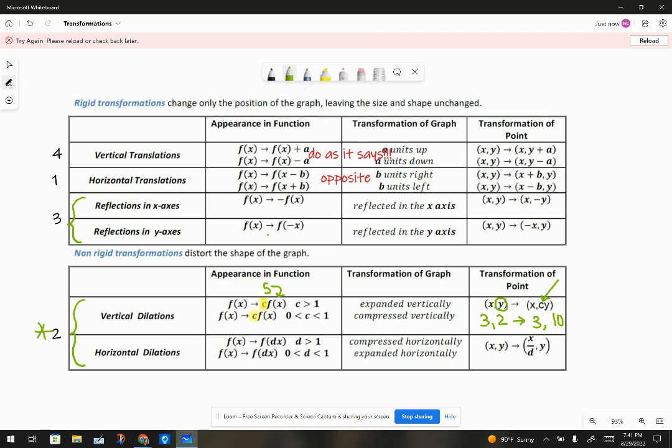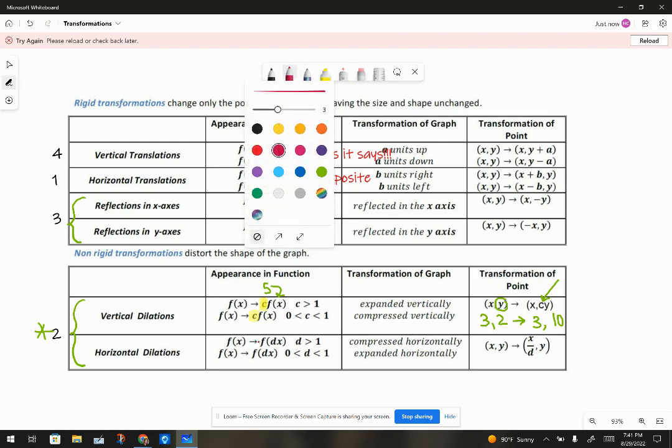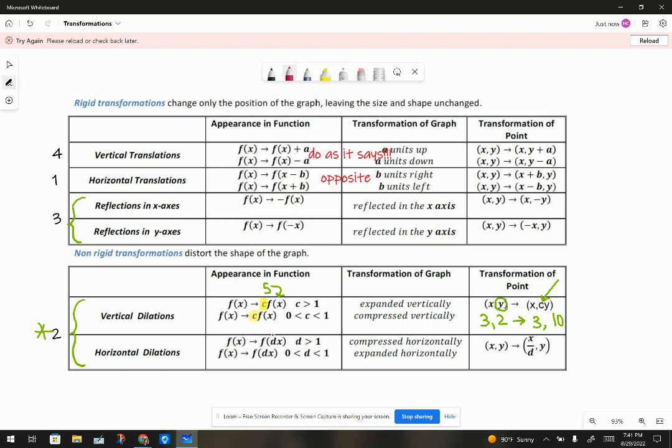Okay? Now, let's say instead that this time your number is not in front of the function. Let's say your number D is in front instead of your X. Now, if that's happening, that's going to be a horizontal dilation. Okay, what we just finished doing was a vertical dilation. That's going to be a horizontal dilation. Notice that your number is multiplying by X. So think of X axis as being horizontal.